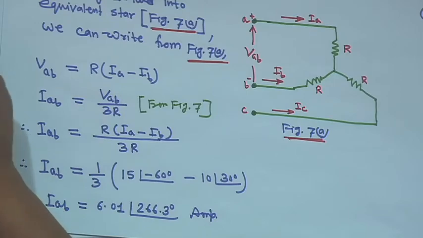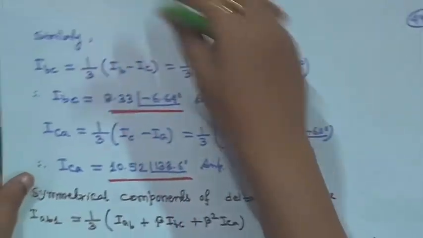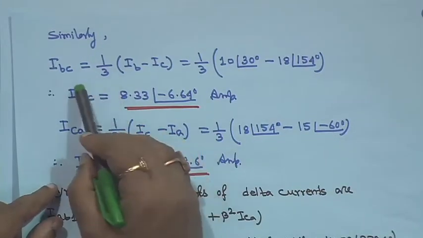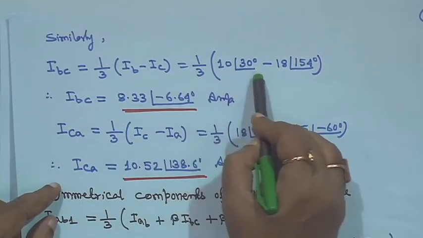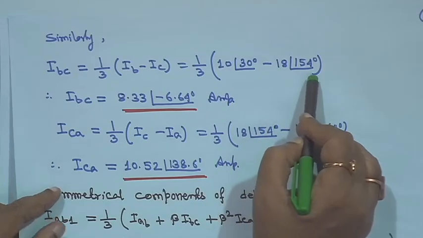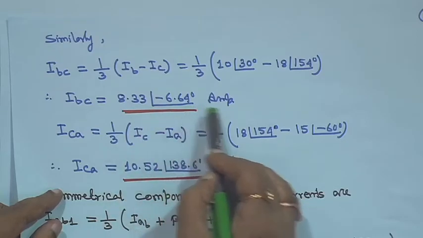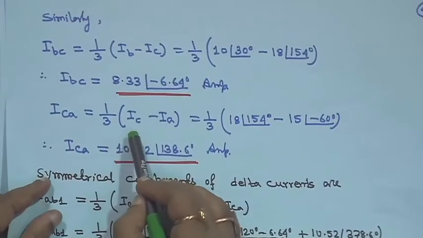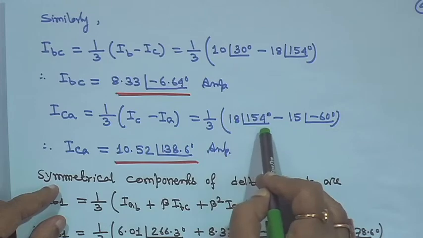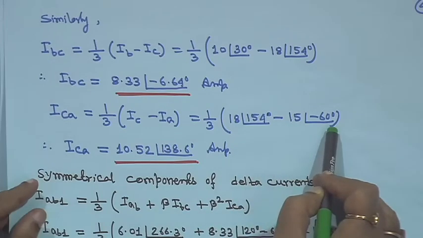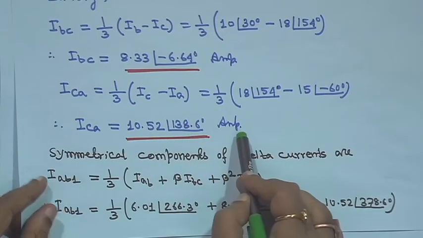Similarly, you can compute I_BC and I_CA. I_BC is also the same, very easy to remember for this kind of thing, only 1/3 will be there. So I_BC is equal to 1/3 (I_B minus I_C). So 1/3 of 10∠30° minus I_C, which is 18∠154°. It is coming I_BC is equal to 8.33∠-6.64° ampere. Similarly, I_CA is equal to 1/3 (I_C minus I_A), which is 1/3 of 18∠154° minus 15∠-60°. So I_CA will be 10.5∠138.6° ampere if you simplify.